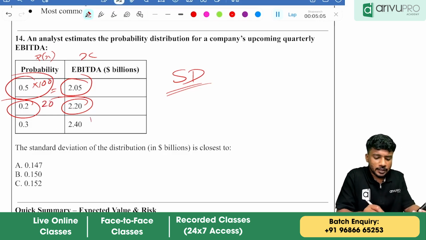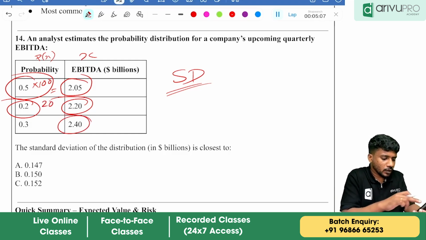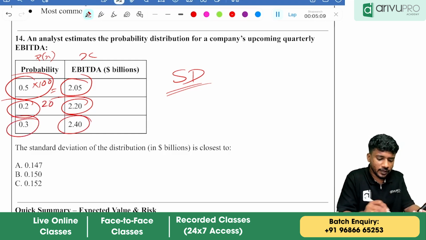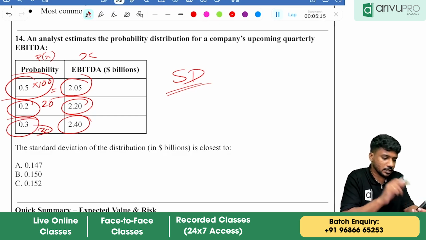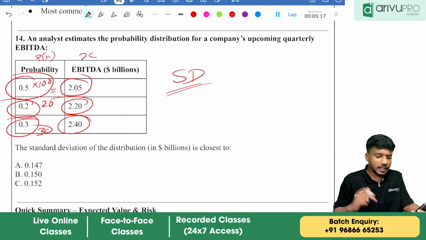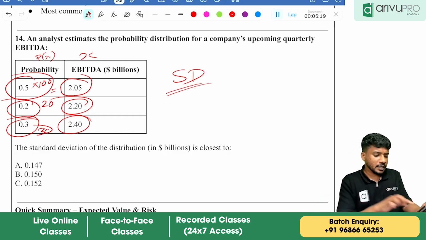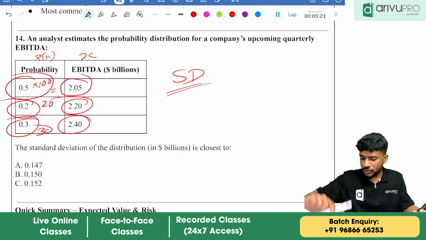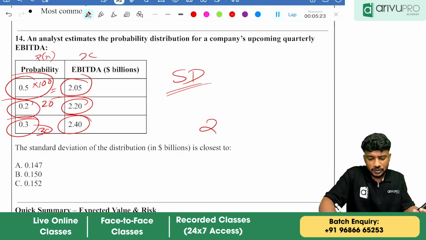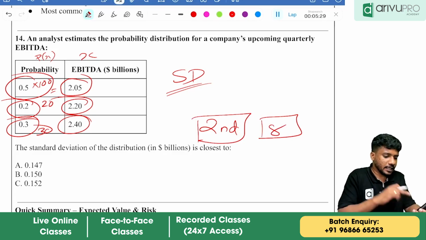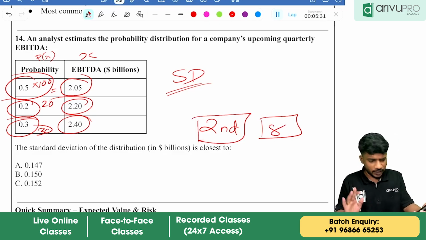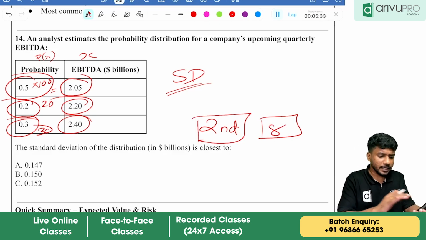Come down. Then 2.4, click enter, come down. Y3 value is how much? 30, click enter. Okay, just check whether everything is correct or not. Yes, everything is there. Now the final step, click second, then click 8. Now it is one variable. Now move down. N is how much?